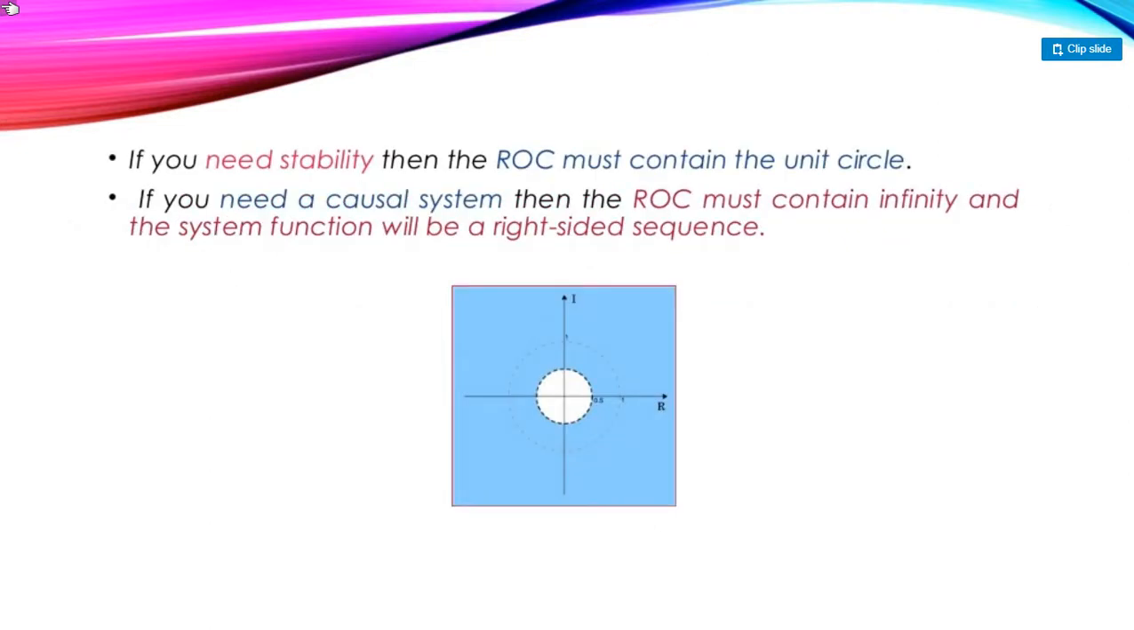Now, if you need stability, then the region of convergence must contain the unit circle. And if you need a causal system, then the ROC must contain infinity and the system function will be a right-sided sequence.